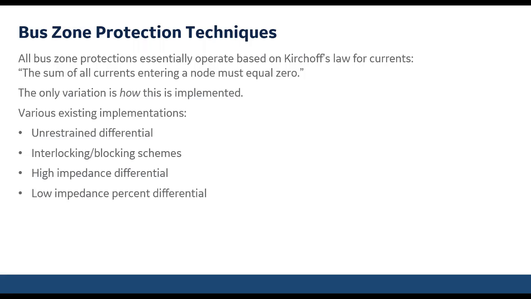So currents entering the zone, currents leaving the zone, we do a subtraction between the two, and they should basically be zero or close to zero. Obviously, there are other factors like CT inaccuracies and CT saturation issues that we're going to talk about in a little bit. The variation is in how we implement a bus protection scheme. There are various existing implementations that we will talk about in more detail. The more common ones that we'll be discussing today are the unrestrained differential, the interlocking blocking scheme, or zone interlocking blocking scheme that you might have heard of, high impedance differential, and low impedance differential schemes.